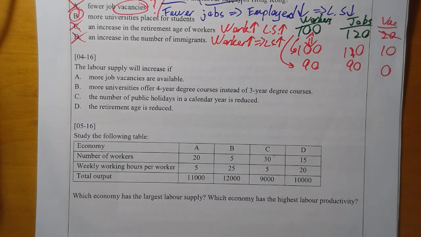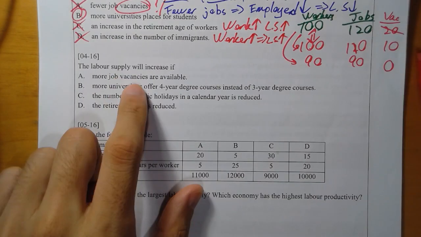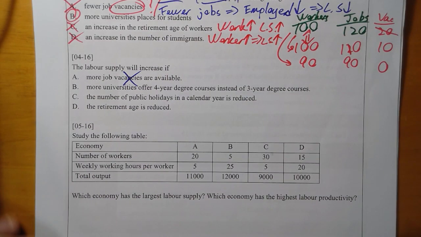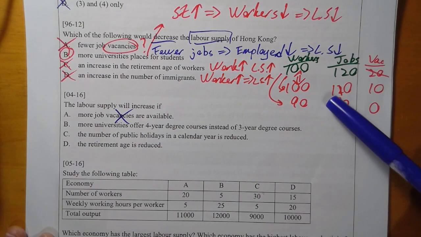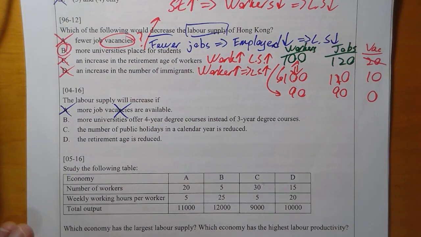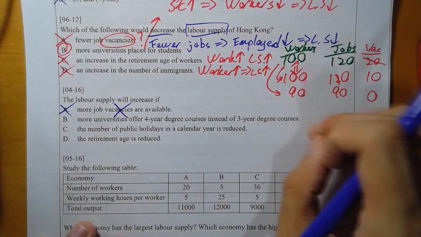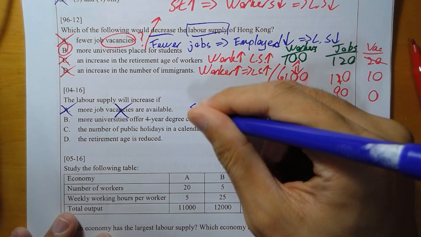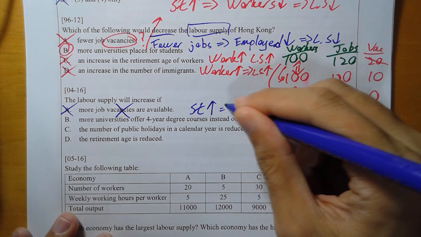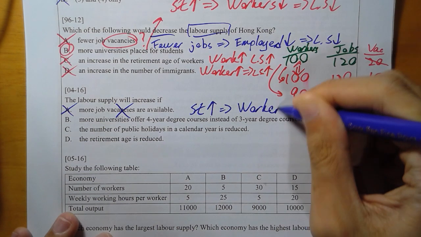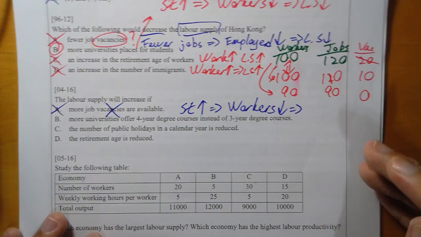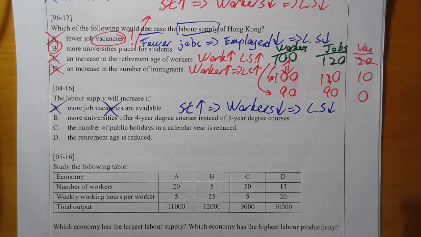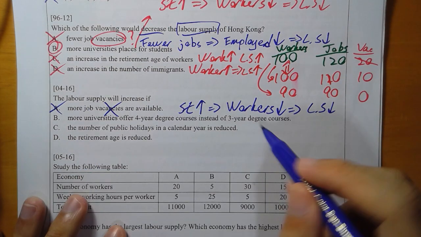Alright, now next one. Labor supply would increase if more job vacancies are available. 嗱講啦 vacancies irrelevant, as in our previous example. Now A irrelevant. More universities offer 4-year degrees instead of 3 years. So 1 more year. That means number of students would increase. So number of workers would decrease. That means labor supply would decrease. 係咪啊? So quite easy.